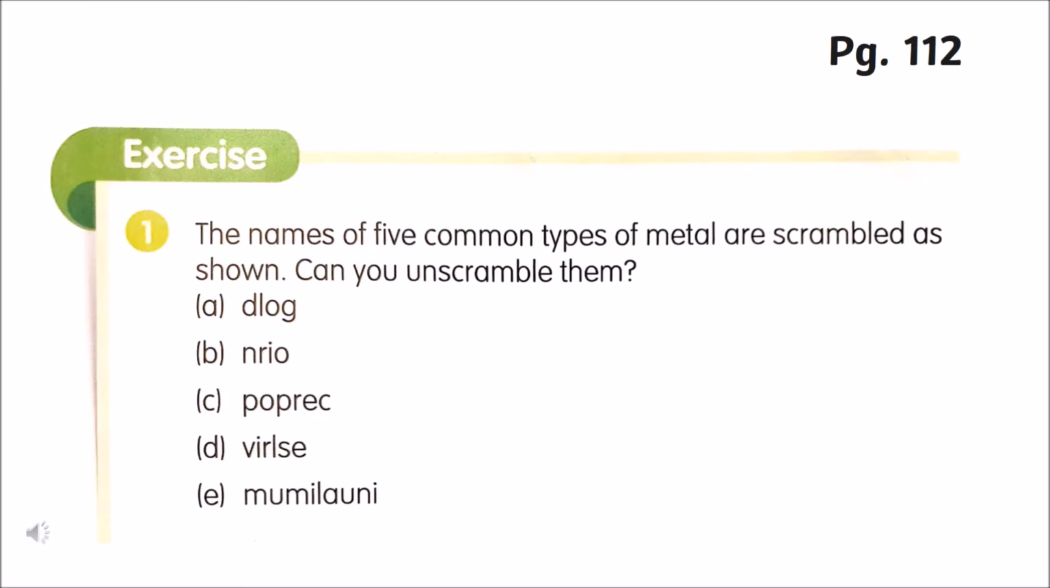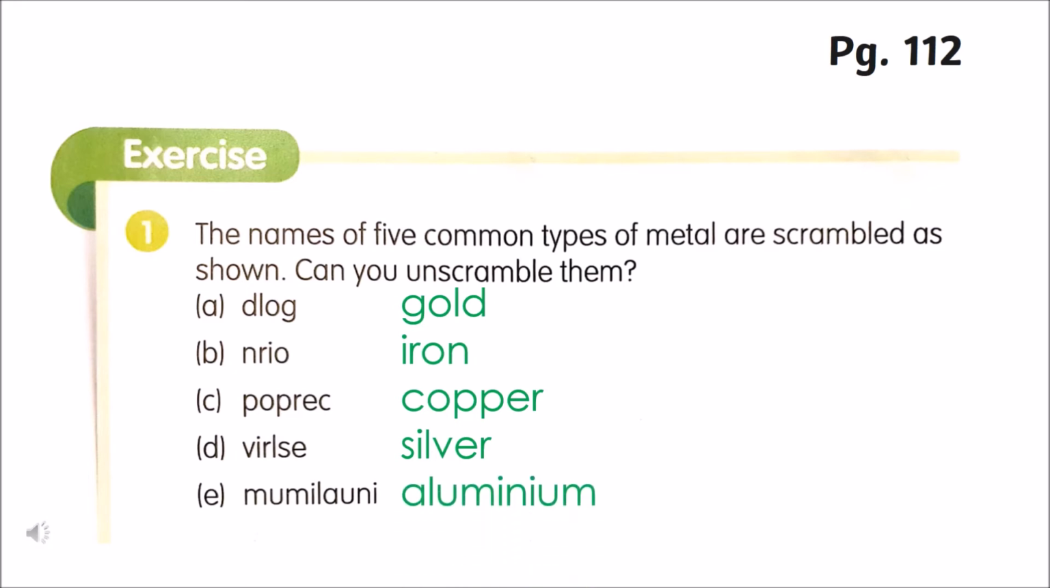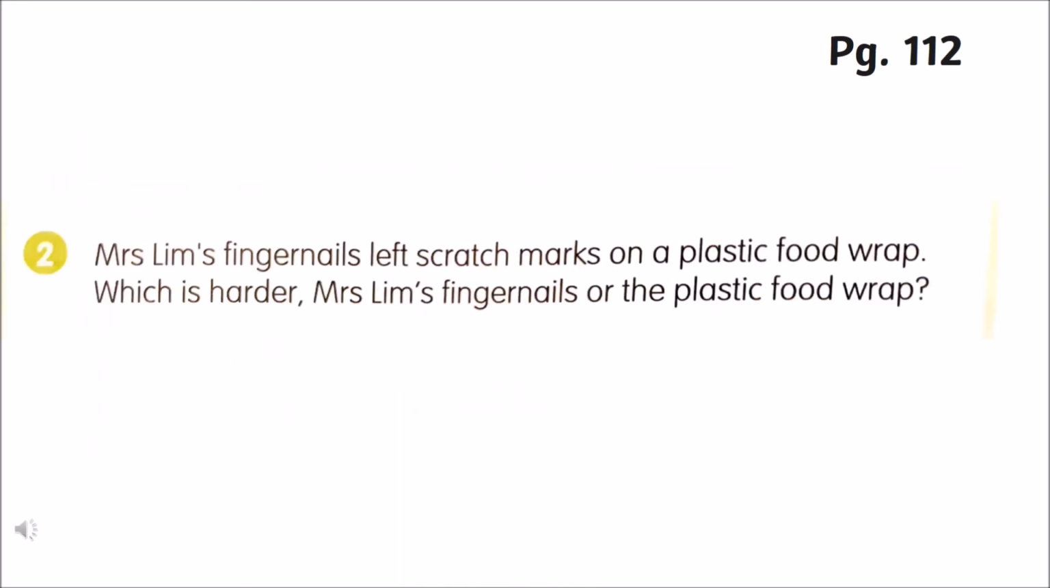Here are the answers. Number 1, A is gold, B is iron, C is copper, D is silver, and E is aluminium. Mrs. Lim's fingernails were stronger than the plastic because the plastic got scratched by the fingernails. So that means the fingernails must be harder than the plastic.